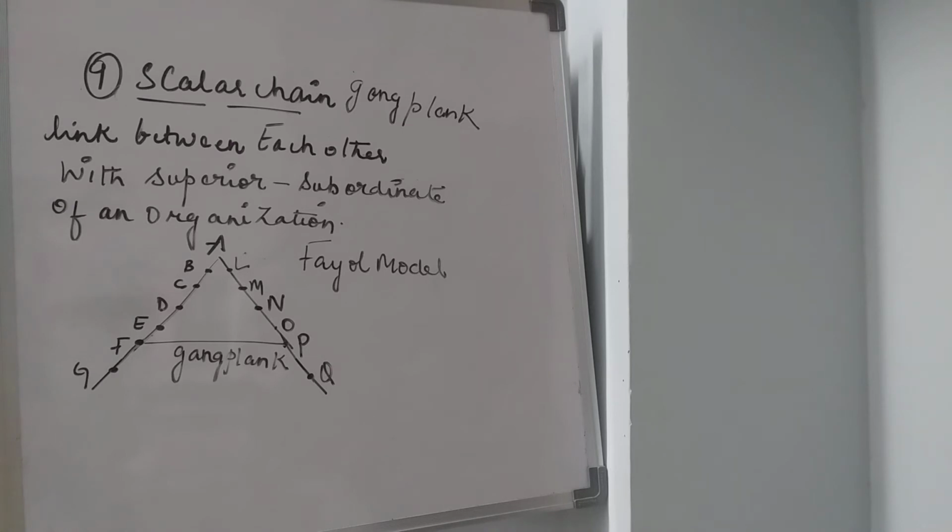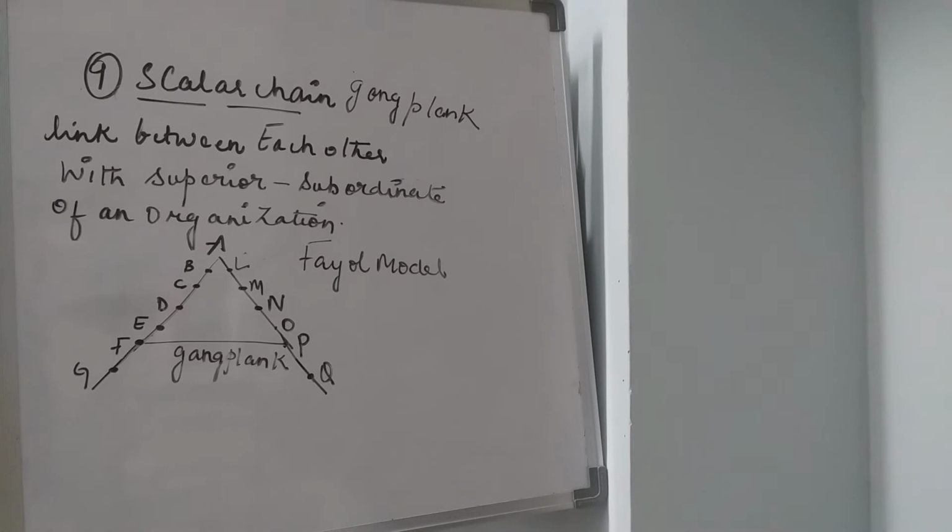That means one or two persons are working under the second. Under A, B and L are working. Under B and L, again C and M are working. Under C and M, again D and N are working. So persons who are working under their superiors is nothing but Fayol's model. And this will go on in a sequence till the levels of G and Q.